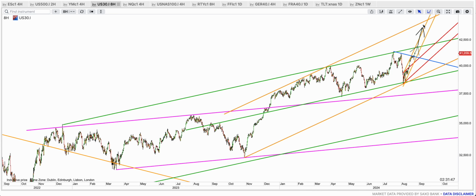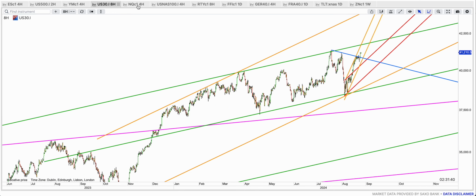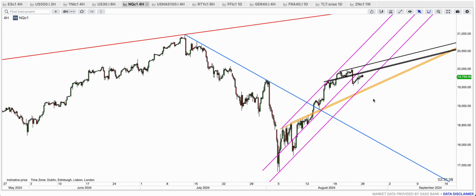Is it going to be breaking to the upside? That would be, again, massively bullish, obviously. It is already bullish. The buy the dips market is still on.